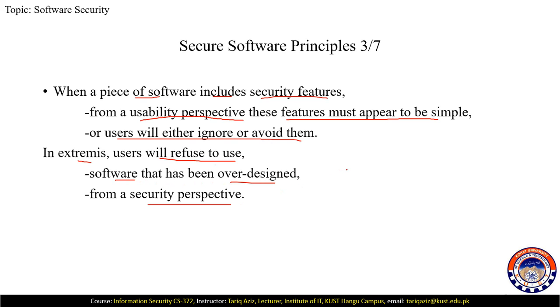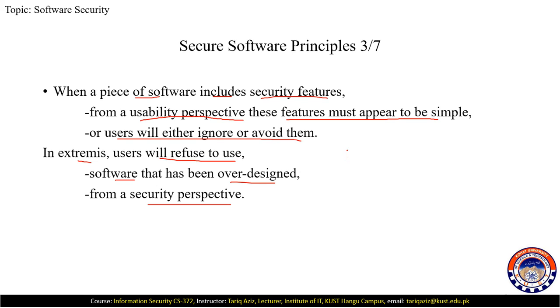It says that if we put too many security controls in software development, then users will get bored of them and will try to avoid these security controls, or at a maximum they can refuse to use the software. So that's why we have to trade off between security and usability.